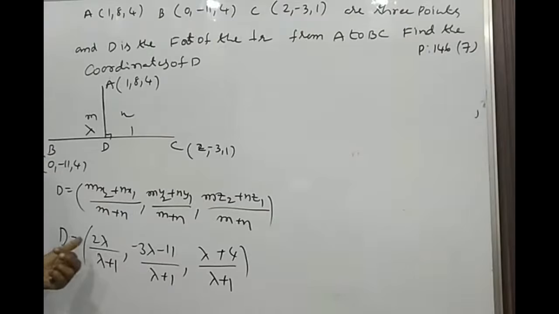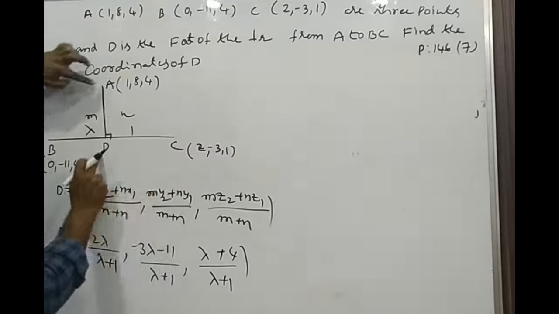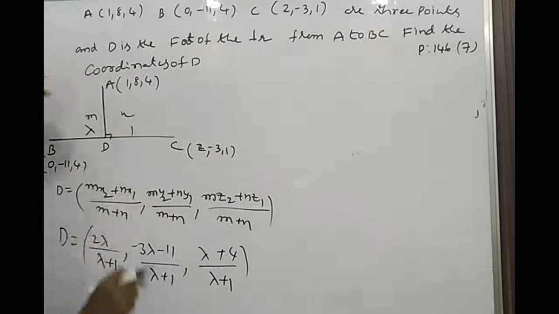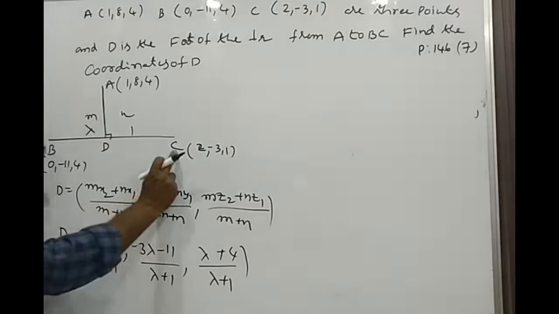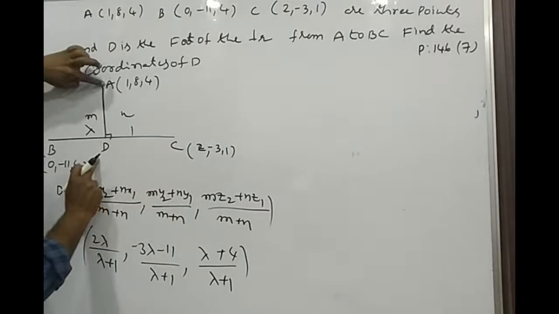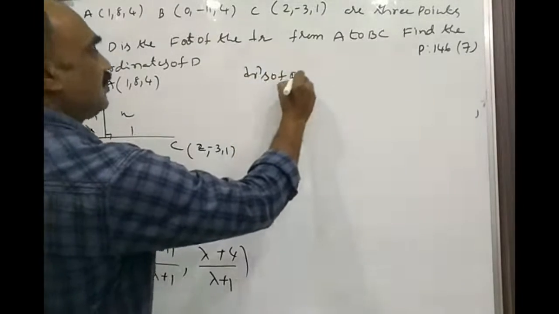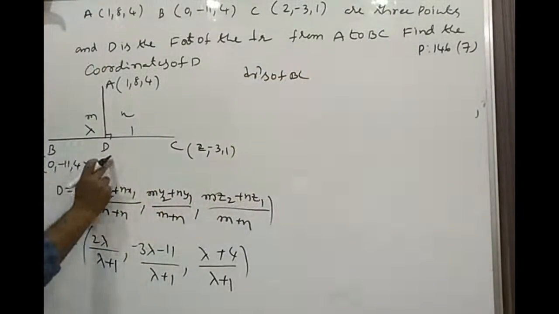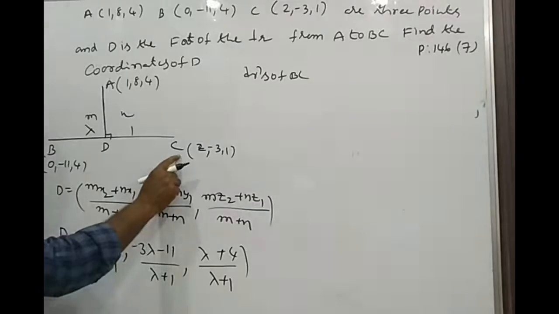So friends, how to calculate D? Look at the condition: BC and AD are perpendicular. In three-dimensional geometry, two lines are perpendicular if a1a2 plus b1b2 plus c1c2 equals 0. Here we need the direction ratios of BC and of AD. First calculate the direction ratios of BC.